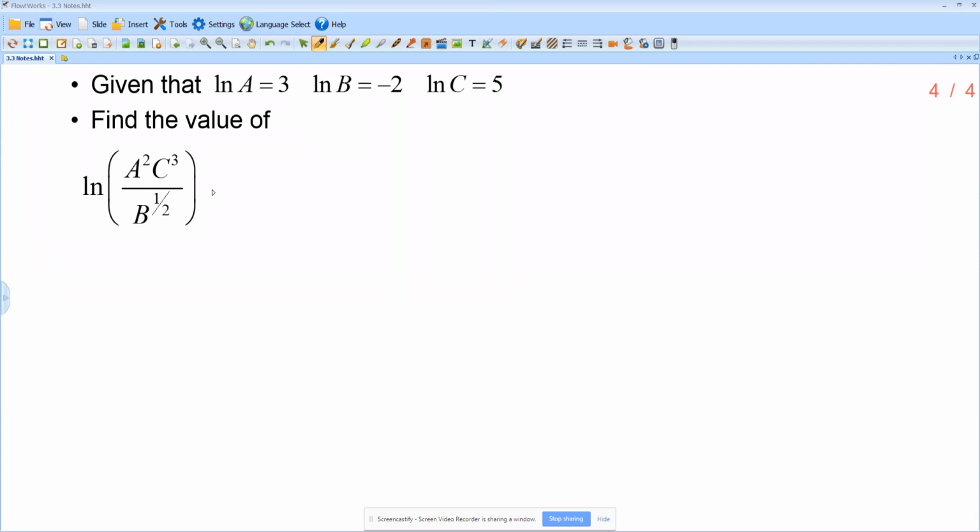So if I'm going to do an expansion on this, first, I could look at this division. So I'm going to look at natural log of A squared C cubed minus natural log B to the 1/2. Division inside a logarithm can be rewritten as subtraction. Multiplication can be rewritten, so I'll have natural log A squared as addition. Natural log C cubed minus natural log B to the 1/2.